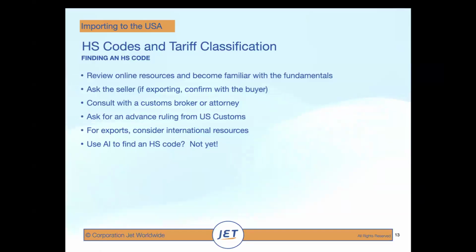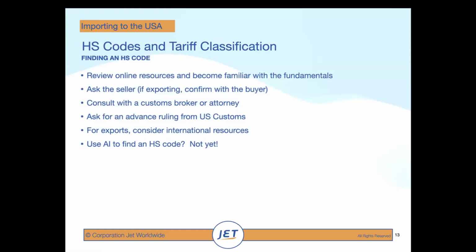Also, ask the seller if they're exporting. If you're exporting, confirm with the buyer what they would like you to use. The seller, in the previous example with the metal brace, was a company from New Zealand that actually requested this. If you were to buy those braces and ask, hey, do you have the HS code? They would happily tell you, yes, don't worry. We have an advanced ruling from customs. This is the HS code.